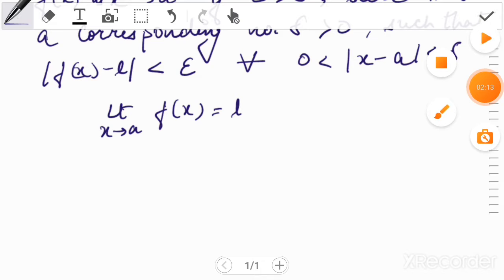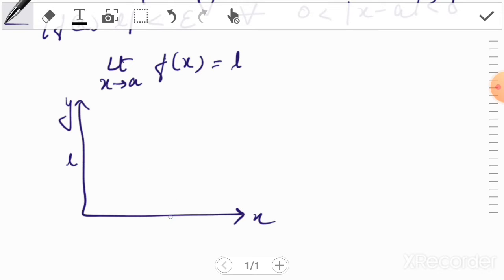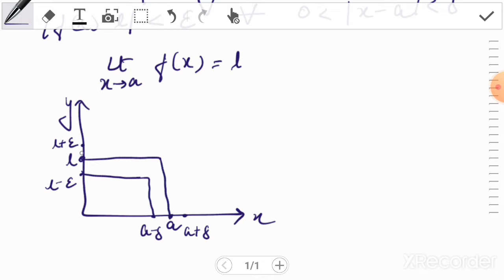Okay, so graphically you can show this as, if this is x, this is y, and there is L here and there is a here, and if a plus delta is this, a plus delta and a minus delta, and here this is L minus epsilon and this is L plus epsilon, and this is f(x).